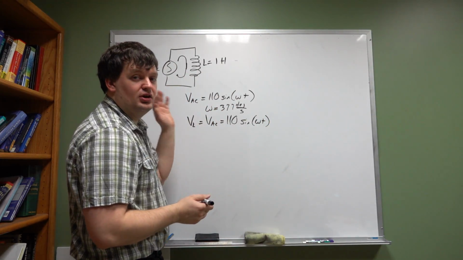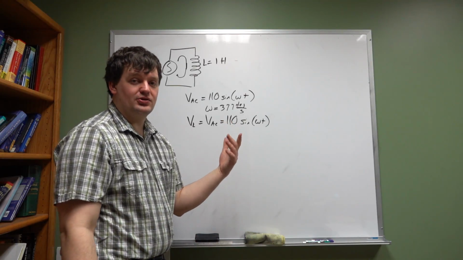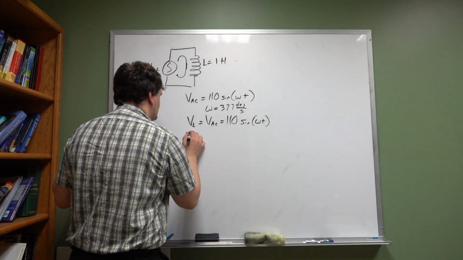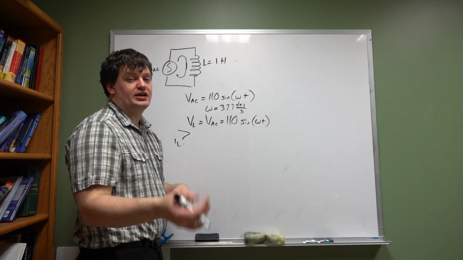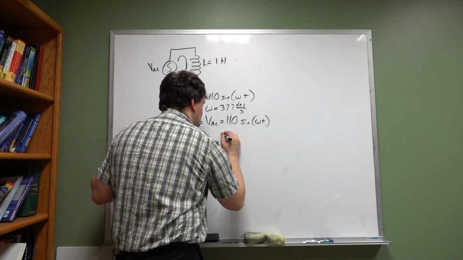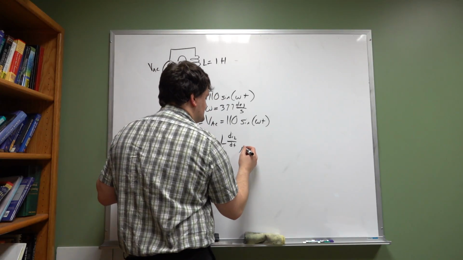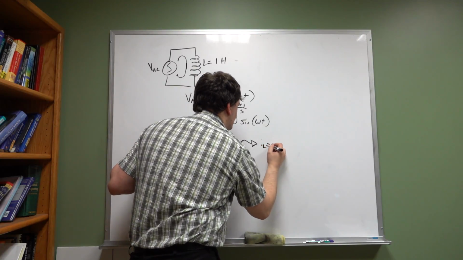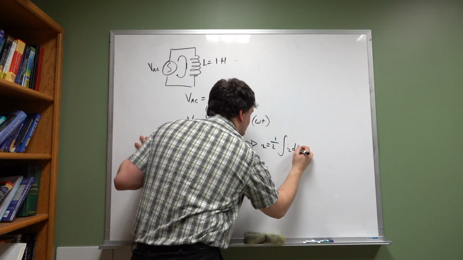Okay, there's no other voltage being dissipated in the entire circuit, all of it entirely going through this inductor. Okay, what is the current going through the inductor? Well, we know that the relationship between voltage and current for an inductor is that VL is equal to L dIL/dt. So if we rearrange this, we get IL is equal to 1 over L times the integral of VL dt.